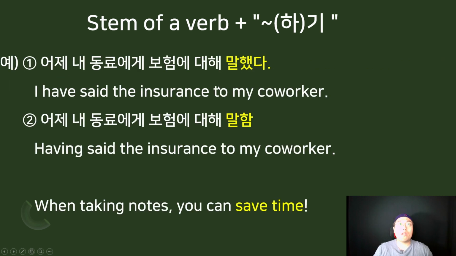For example, number 1, 1번. 어제 내 동료에게 보험에 대해 말했다. I said the insurance to my coworker. So 말했다, I said, right? But we can change it. How can I say that? 2번, number 2. 어제 내 동료에게 보험에 대해 말함. Having said the insurance to my coworker.